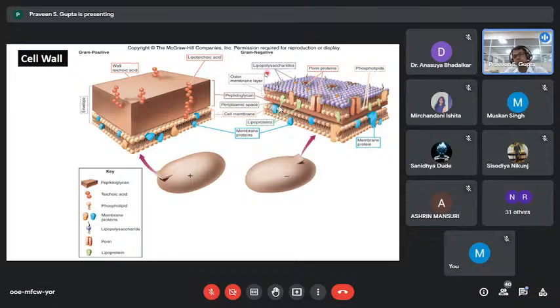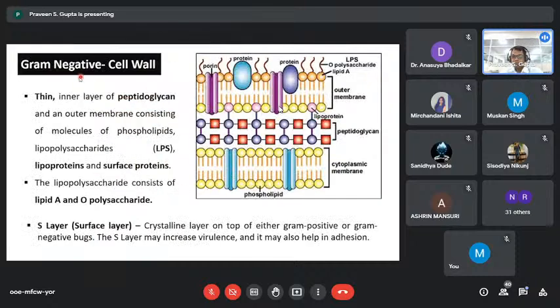And due to the third layer, the outer membrane layer, gram-negative bacteria have a specific property: they are able to resist many antibiotics. So if I'm talking about antibiotic resistance cases, gram-negative bacteria are more resistant to antibiotics as compared to gram-positive bacteria. The reason is very simple. In gram-negative bacteria, an extra layer, the outer membrane layer, is present, which makes them more resistant towards antibiotics. Okay. Now moving to the next part, the same structure, regarding the gram-negative bacterial cell wall.